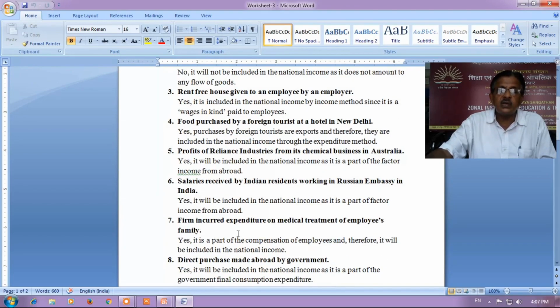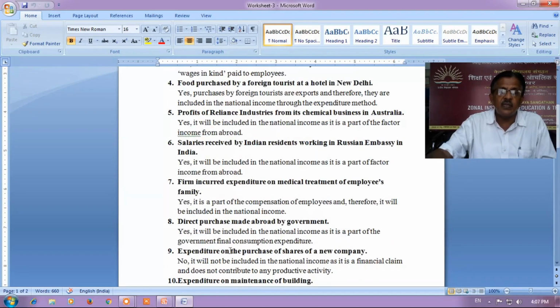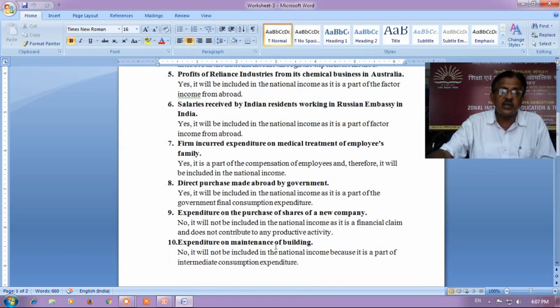Firm incurred expenditure on medical treatment of employees' family. Yes, it is a part of the compensation of employees and therefore it will be included in the national income. Direct purchase made abroad by government. Yes, it will be included in the national income as it is a part of the government final consumption expenditure.